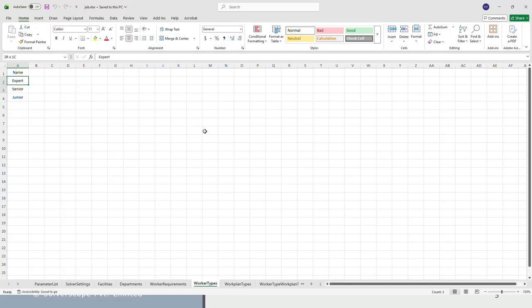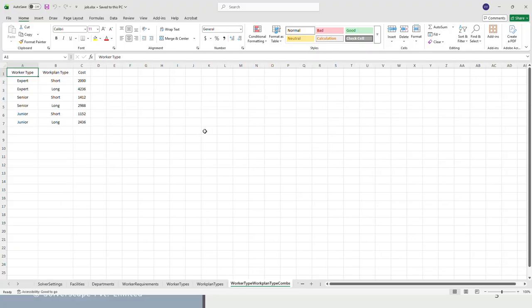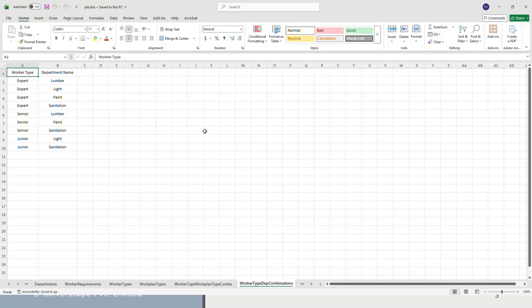Then we have the worker types. We have only 3 worker types here: junior, senior and expert. Then we have work plan type. So there's only a short work plan for 4 weeks and a long work plan of 12 weeks. Then we have the mapping between the cost of hiring a given worker type for a short plan and a long plan. Then we have the mapping between the departments and the worker type.